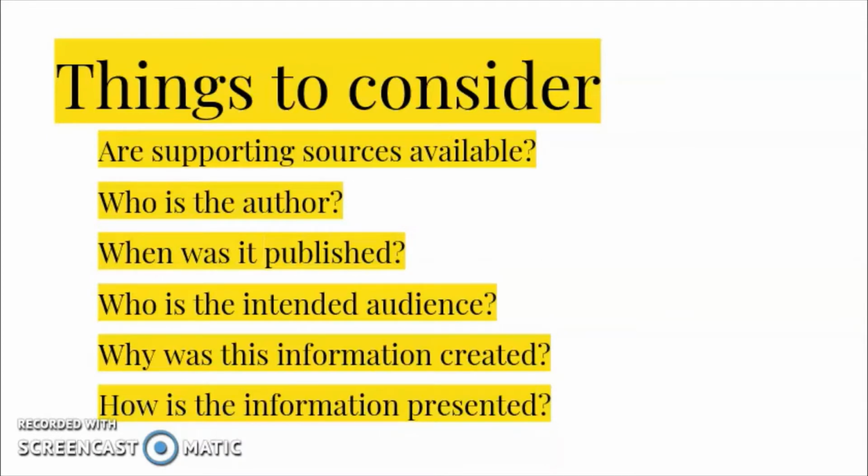So this brings us to these different questions we should ask ourselves when we are looking at information to evaluate it and determine if it is good, reliable information. As you can see, the questions we should be asking ourselves when viewing information are: Are supporting sources available? Who is the author? When was this information published? Who is the intended audience? Why was this information created? And how is this information presented? Considering these questions will help you to determine if a piece of information is reliable, whether it be a news article, a social media post, a meme, really anything.